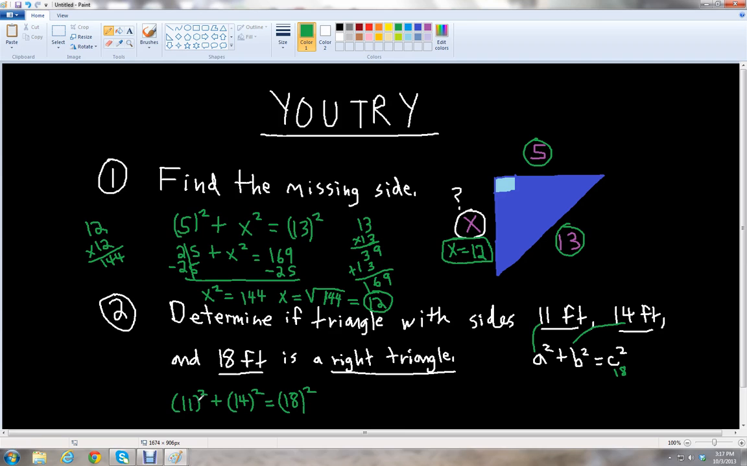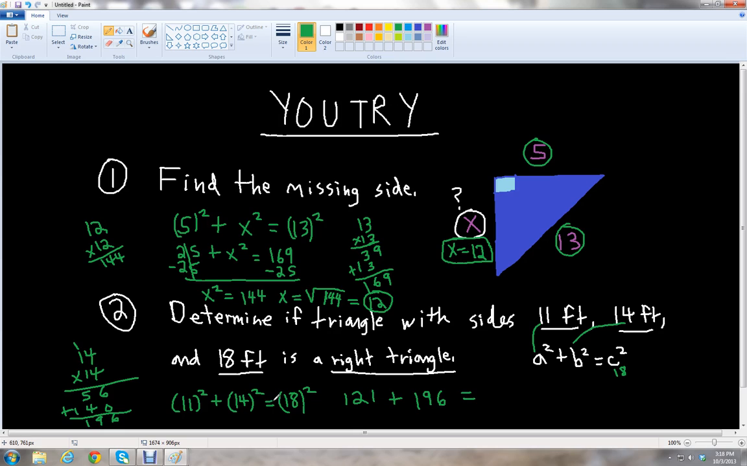So 11 squared is 11 times 11. That's 121 plus 14 squared, 14 times 14. So that's 4 times 4 is 16. Here 4, 4, 5. 1 times 4 is 4. 1 times 1 is 1. And you add those. So we bring down the 6, 9, 1. So that's 196.